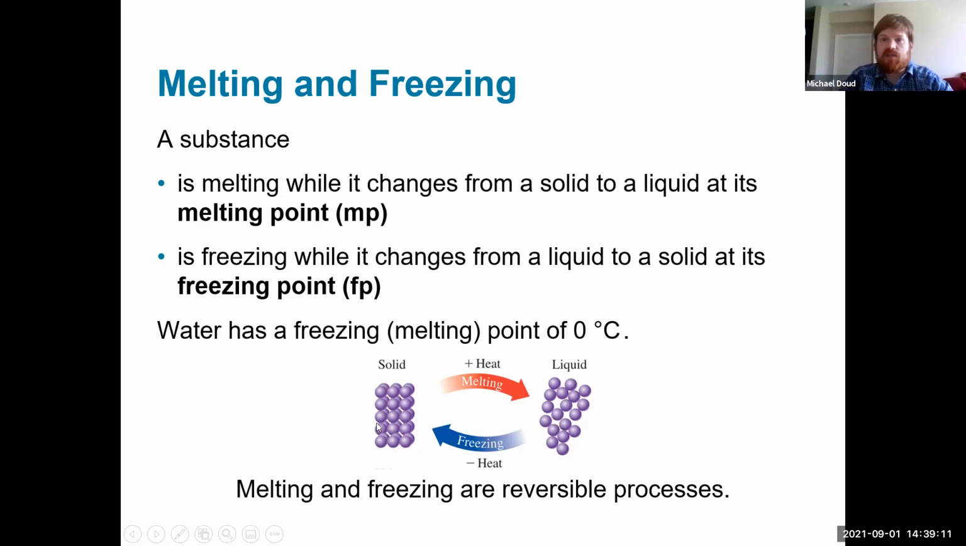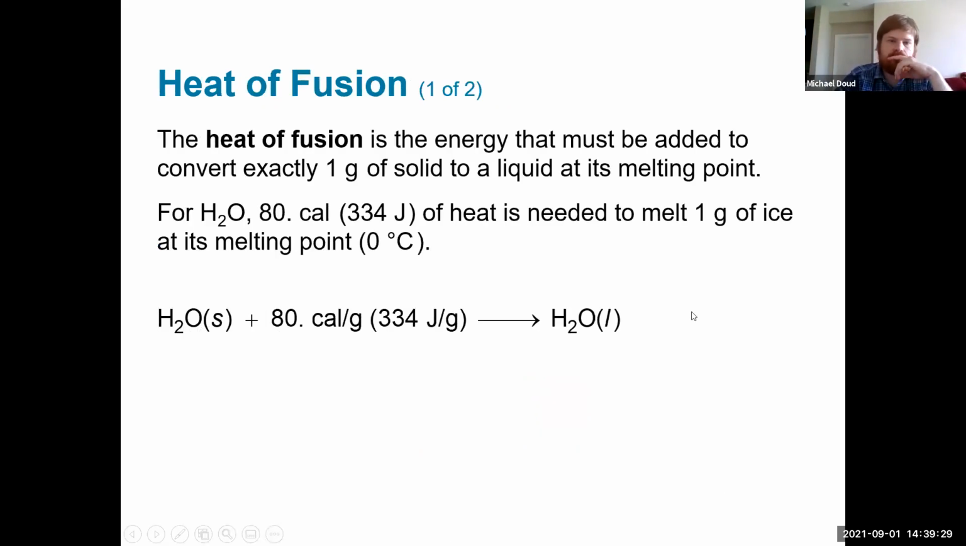That's the purpose of the freezer, right? When you put the ice in the ice trays and you stick it in the freezer, it's pumping heat out of the freezer compartment so that you can remove heat from the liquid, and then that freezes the water into ice. Okay, now this heat is what we call the heat of fusion. That's the energy that must be added to convert exactly 1 gram of solid to 1 gram of liquid at its melting point.